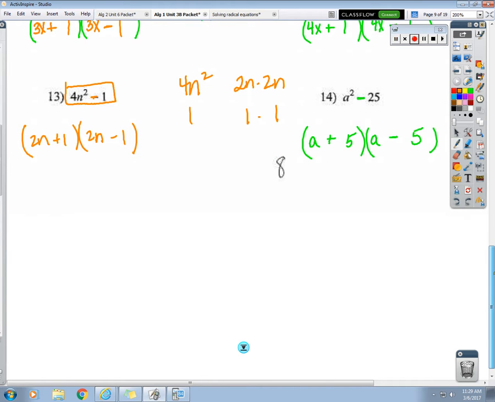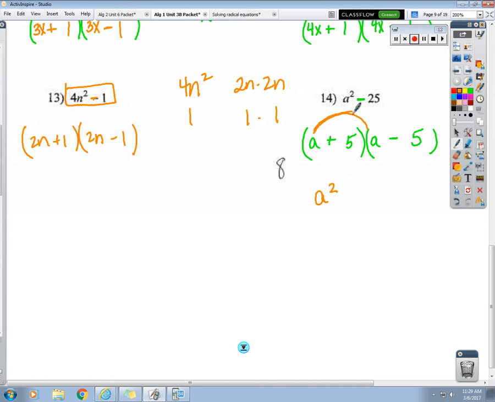Okay, everybody just watch. A times a is a squared. A times negative 5 is negative 5a. Positive 5 times a is positive 5a. And positive 5 times negative 5 is negative 25. So look, don't the negative 5a and the 5a cancel each other out, leaving just a squared minus 25, which is what we started with? That's why the signs have to be opposite so that the middle will cancel out.